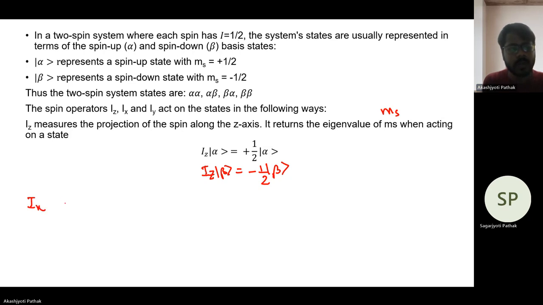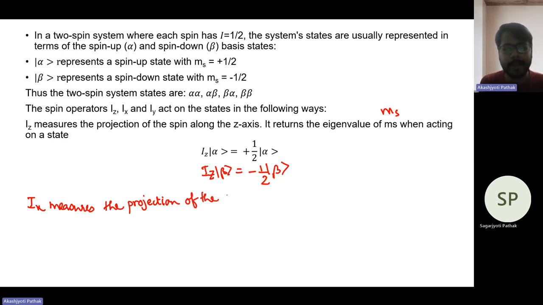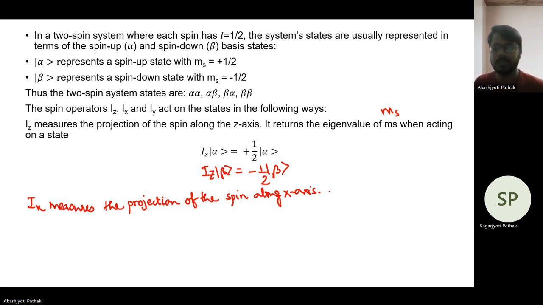What will this Ix measure? The Ix operator measures the projection of the spin along the x-axis. And what does it return? The Ix operator mixes the alpha and beta state.